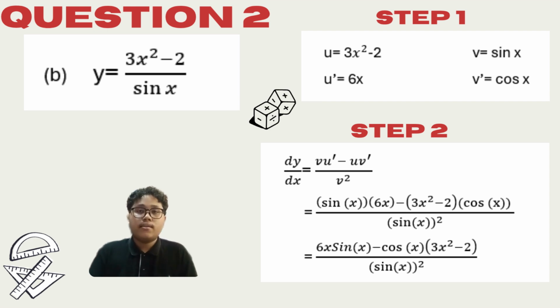The quotient rule formula, that is dy over dx equals v u prime minus u v prime over v squared. A great memory trick for this is bottom times derivative of the top minus top times derivative of the bottom all over the v squared on the bottom. Now, we can finally include our pieces into the formula. We put the pieces into the formula, we simplify it, and then we got our final dy over dx, that is 6x sine x minus cos x times the bracket 3x squared minus 2, all over the bracket sine x squared.